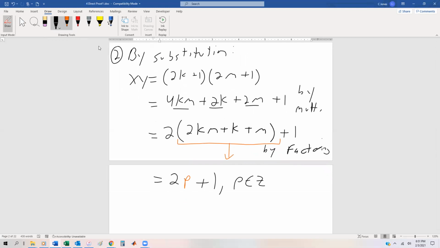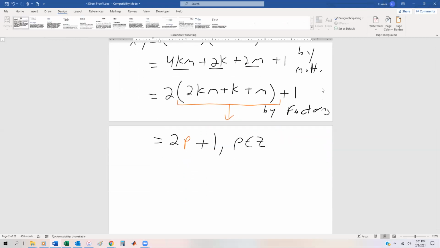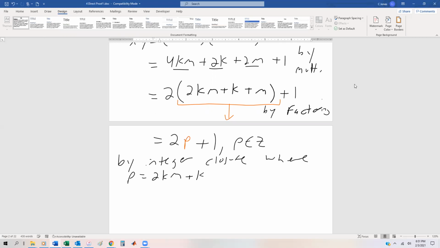We can say this is valid by integer closure, but we have to define p as an integer. And again, anytime we introduce a new variable, we have to define it as such. So we're going to say this is by integer closure. And if you wanted to, you can say where p is equal to 2km plus k plus m, because what we did was just substitute there. Now look what we have. We have the very definition of what odd is.